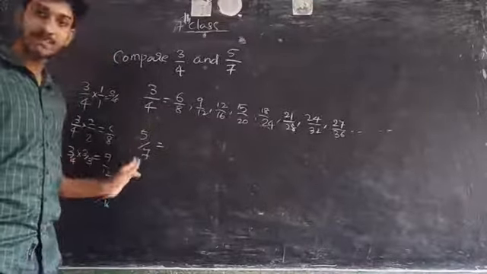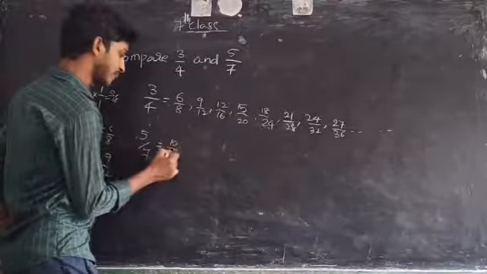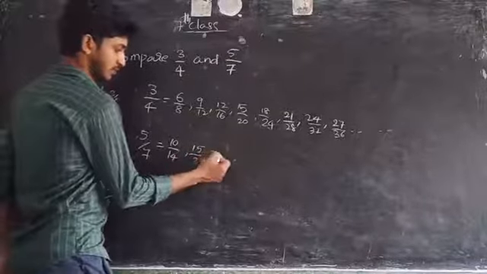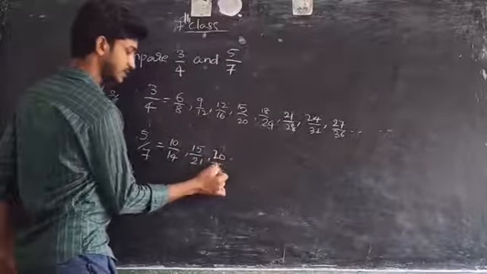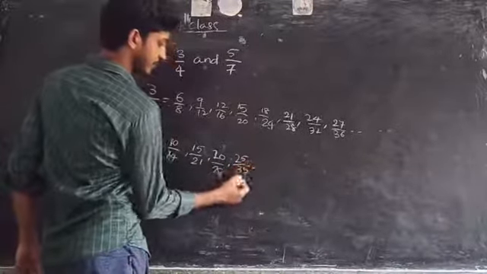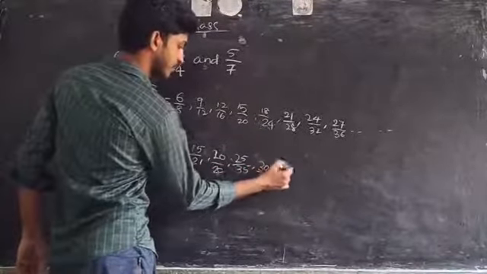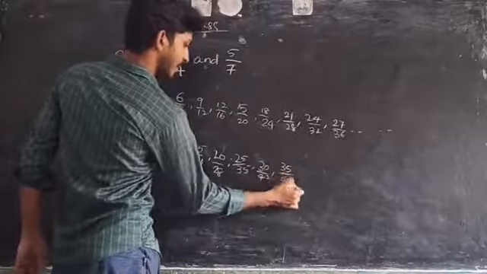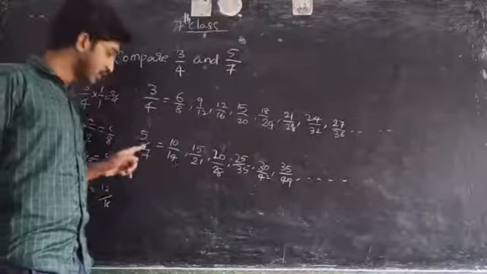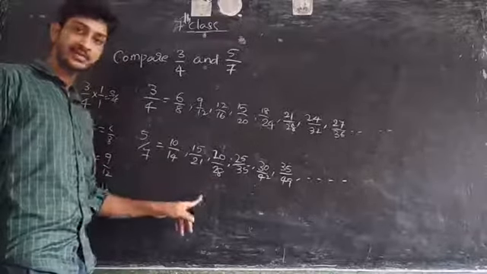Like that we have to multiply 5 by 7. So 5 by 7 into 2 by 2, 10 by 14, 15 by 21, 20 by 28, 25 by 35, 30 by 42, 35 by 49, and so on. If you multiply 5 by 7 with 2 by 2, you get 10 by 14. 5 by 7 with 3 by 3, 15 by 21. 5 by 7 with 4 by 4, 20 by 28, like that.